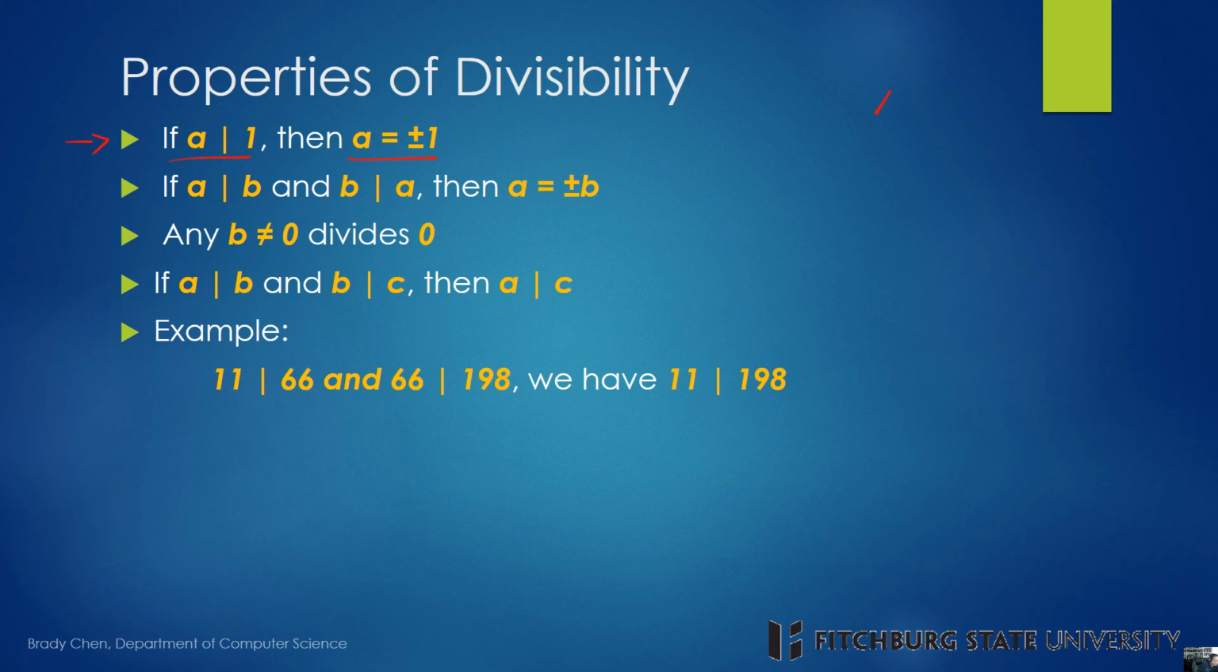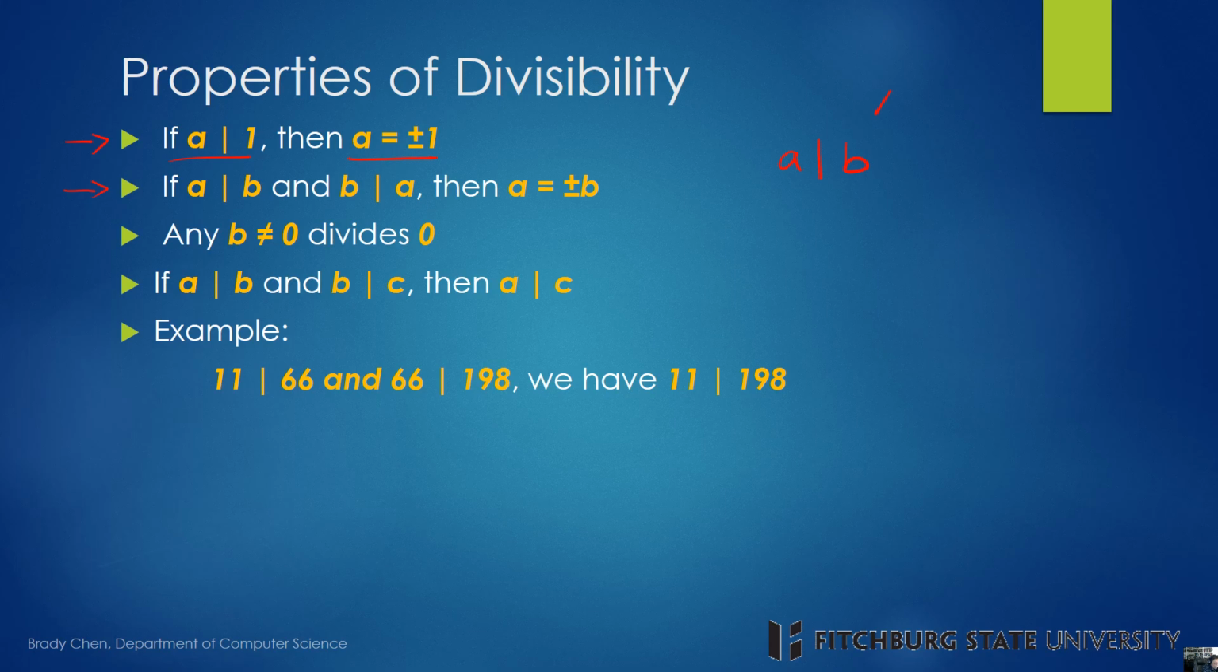Now, the second property: if A divides B and B divides A, then A and B are the same, or they have the same value but with a negative sign. Now, how can we actually show this is the case? We can easily prove this by definition. Okay, let's take a look. So, what does it mean A divides B?